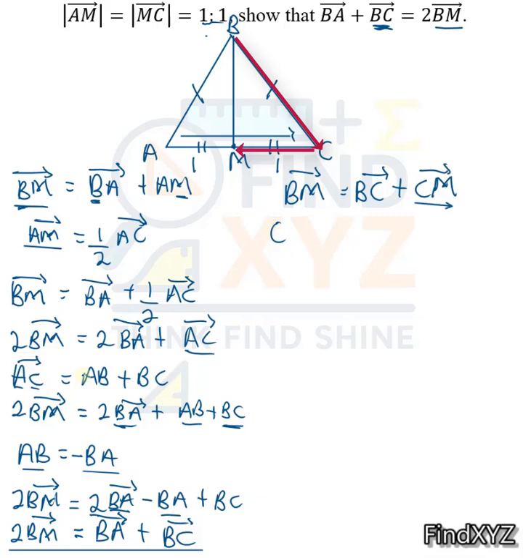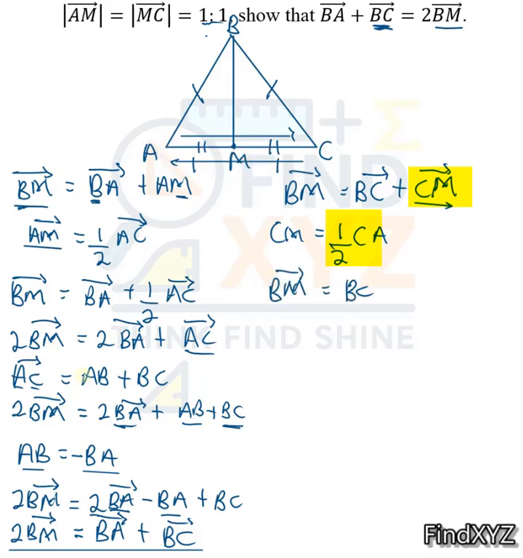So vector CM is also 1 out of the whole vector, but this time we are moving in the opposite direction. We are moving from C to M, so we are moving in this direction. So it is 1 out of the whole vector. This time it is C to A because I'm moving in the opposite direction, so vector CA. So in place of vector CM, I will substitute half of vector CA. So vector BM is equal to vector BC plus half of vector CA.